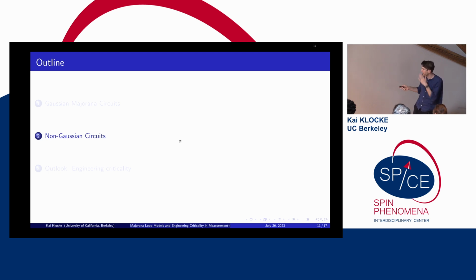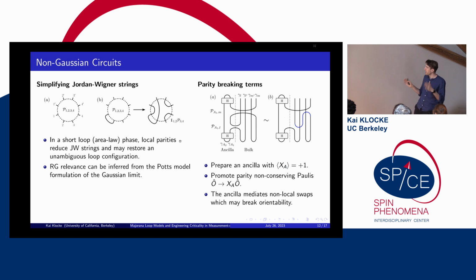Now, I'll try to go quickly here and just get the highlights. But for non-Gaussian circuits, it's a bit of a mess. We have Jordan-Wigner strings. We can break fermionic parity. But if I'm in a phase with area law entanglement and short loops, most of the time that I do a measurement, I know a lot of these local parities. And so measuring some really large operator always simplifies down to a very small quasi-local operator. And moreover, just from an RG analysis of Potts models, we should expect that higher order interactions should be irrelevant in a lot of these cases for one state.